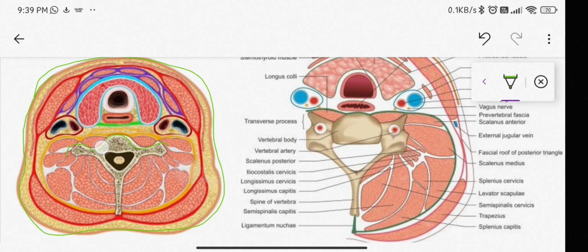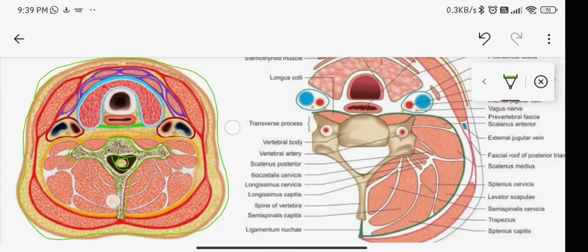Okay, this is the body of the cervical vertebra, transverse process and the spinous process of the cervical vertebra. Okay, at the center you can see this is the vertebral column containing the spinal cord. Now this cervical fascia at the periphery. Okay, so this is investing fascia.